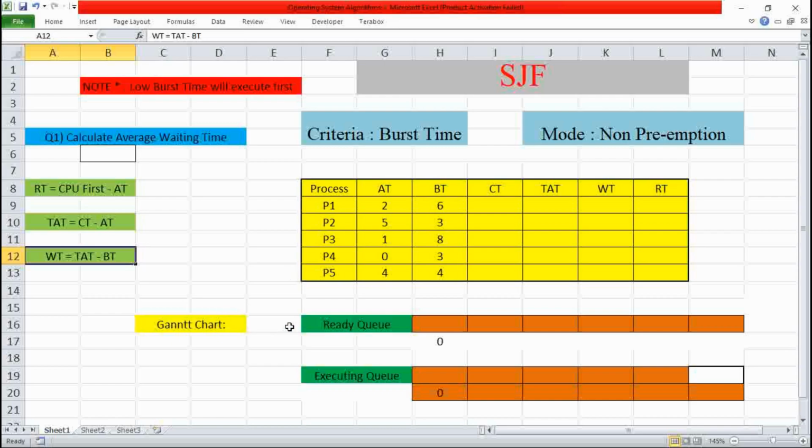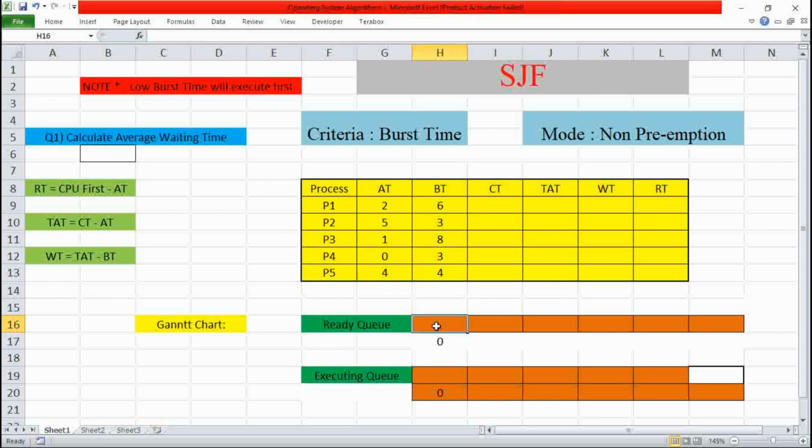Gantt chart here includes two things which are ready queue and executing queue. In SJF, note that the criteria followed is burst time, and note that low burst time will execute first. Now see how the question begins. Now first of all, make a ready queue table and executing queue table.